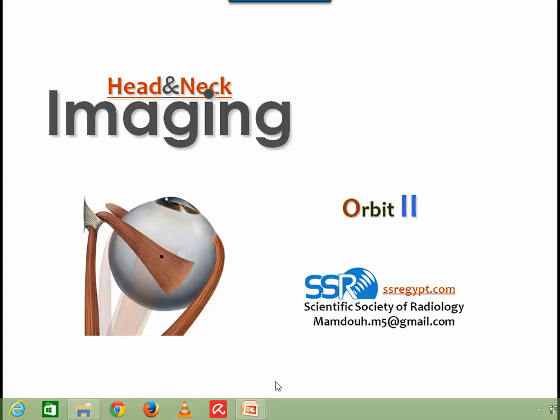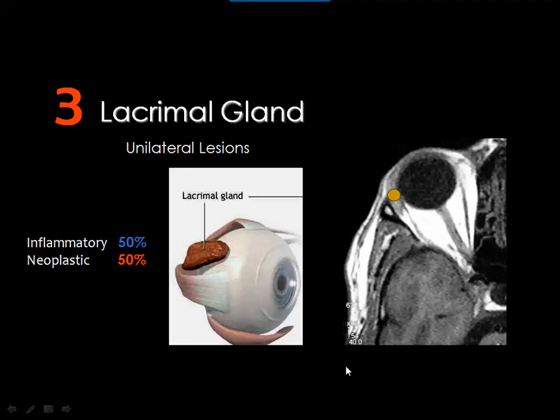Dear colleagues, this is the second part of the lecture of the orbital imaging. And you know, from the first part we have dealt with the anatomy and the examination techniques, and we divided the orbit into 5 or 6 anatomic zones. And we started by evaluation of the globe, then evaluation of the optic nerve, and now we are going to complete the rest of the orbital structures, starting by evaluation of the lacrimal gland.